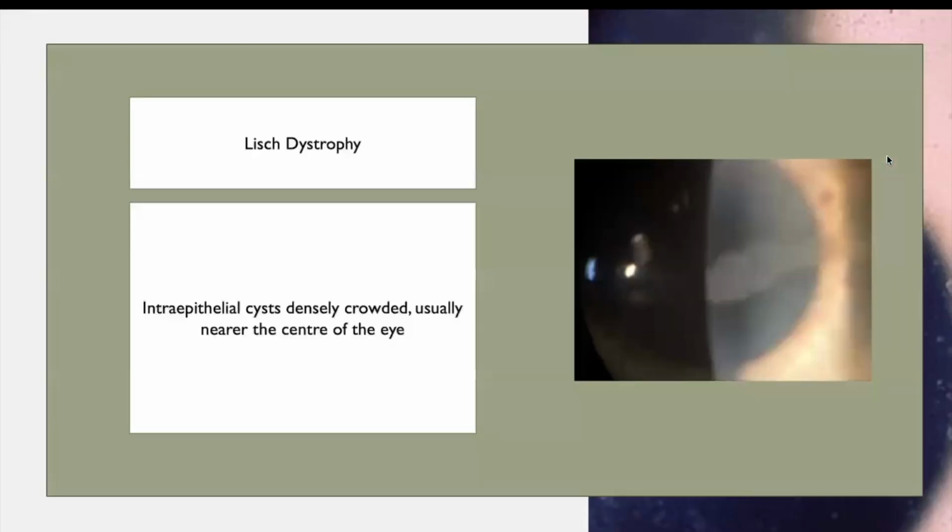A note here on Lisch dystrophy. It's very, very similar, but the difference is, in your exams, you'll be told about this whorl-like pattern of cysts, and essentially what it's trying to say is that you still get these intraepithelial microcysts, but in Lisch they're a bit more densely crowded, usually near the center of the eye, and that tends to be the difference between Meesmann and Lisch dystrophy.